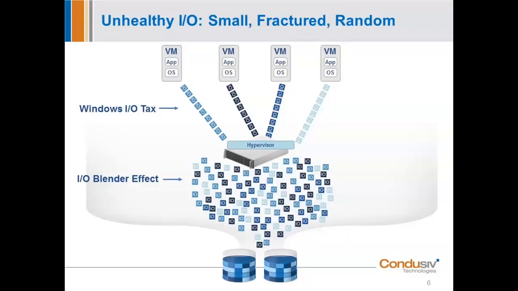And then as you serve all those random I/Os down the hypervisor, you get this I/O blender effect because you're getting all these small random I/Os coming in at different times, and it's trying to handle all of them.